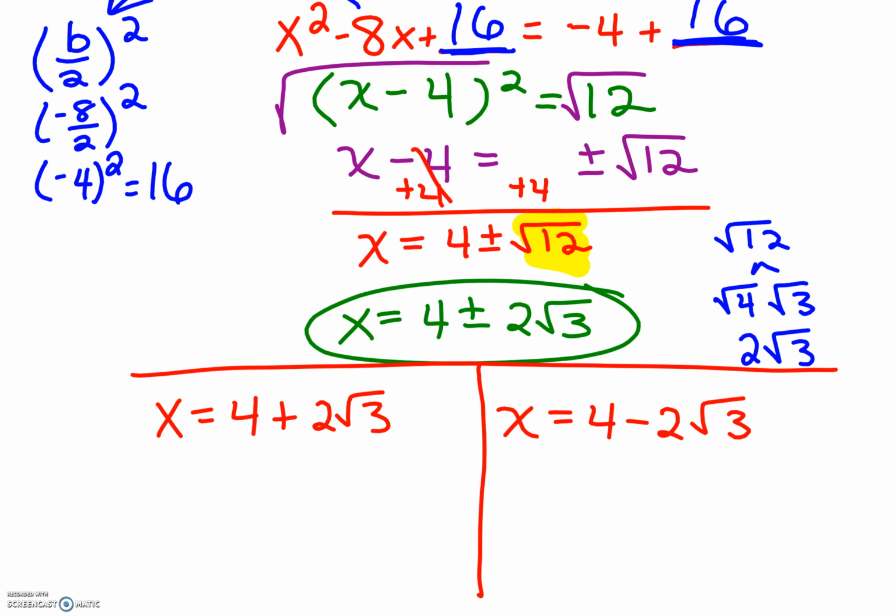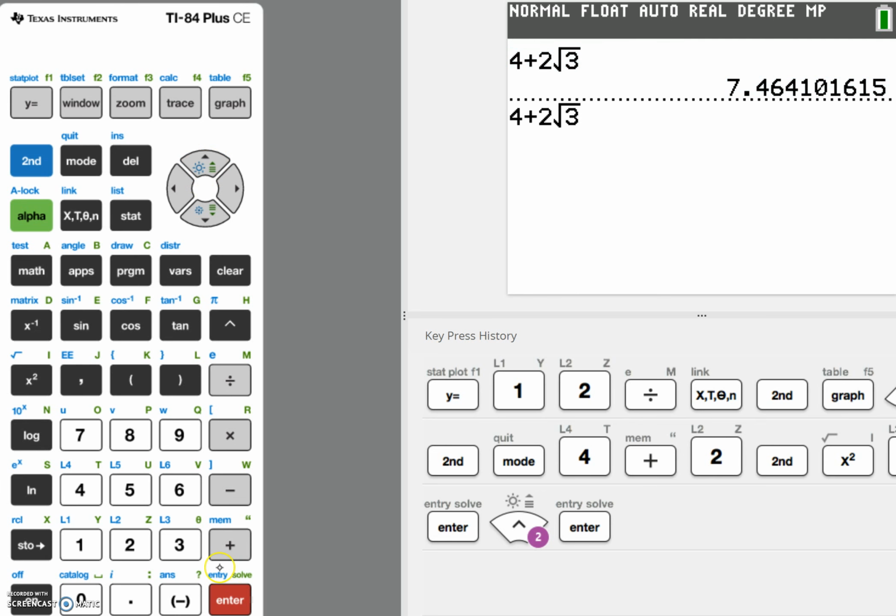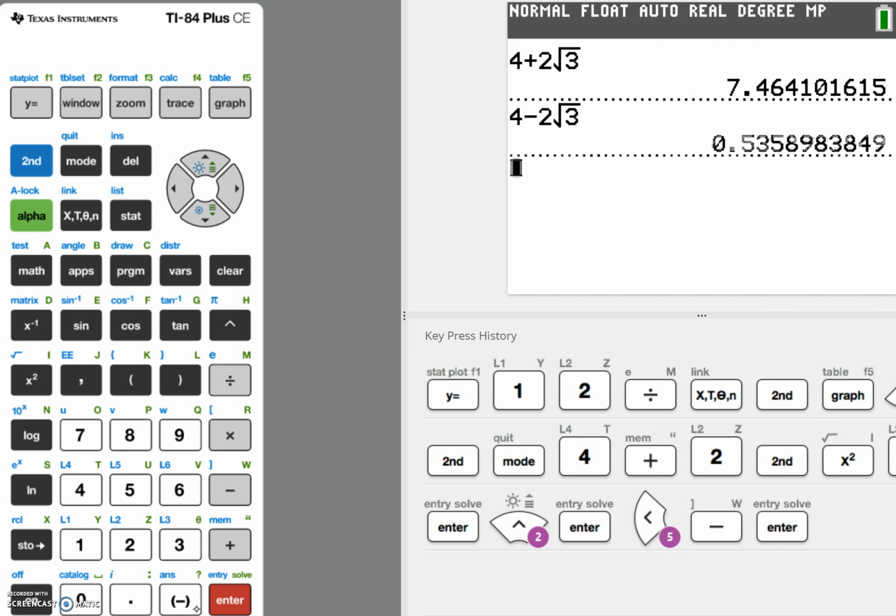So we had 4 plus 2 radical 3. And we would write down that number and round to whichever place value it told us to. And we're going to do the same thing, but with a subtraction sign. So I'm going to change that positive sign to a subtraction sign and hit enter. And again, whichever place value they tell you to round to, that's what we must do.